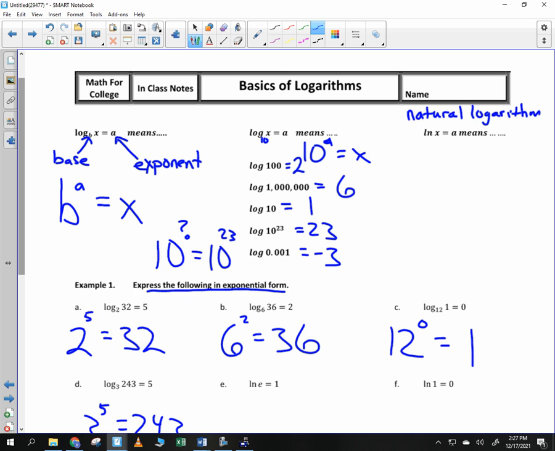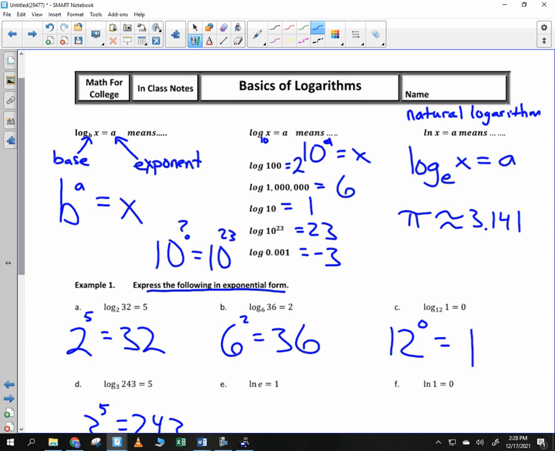What is a natural logarithm? A natural logarithm is this. It's log base e of x is equal to a. If you see ln, that means natural logarithm, and the base is e. What is e? E is a special number. Pi is a number that is approximately 3.141. That's a number that we use. It represents a relationship with circles and other things that we see, in geometry especially.